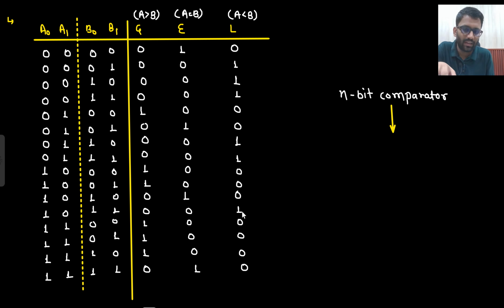This is 2, this is 3, sorry, lesser. 3, 0, greater. 3, 1, greater. 3, 2, greater. 3, 3, equal. So these are the truth table. Now you can write down the final answer.